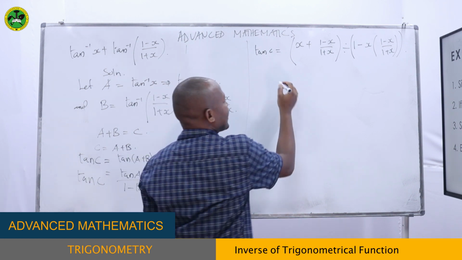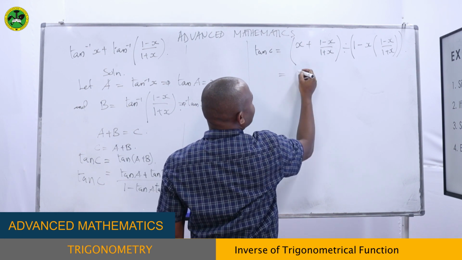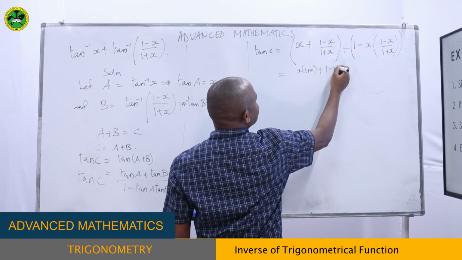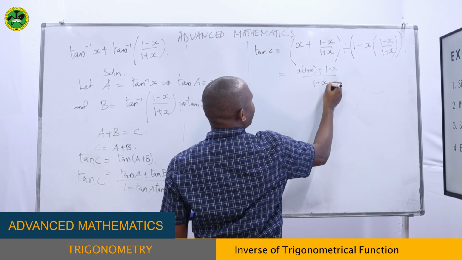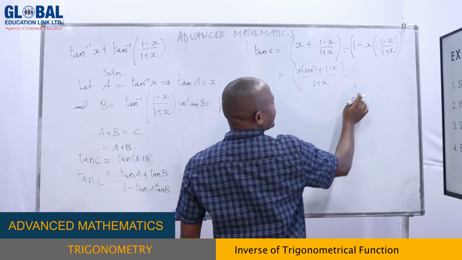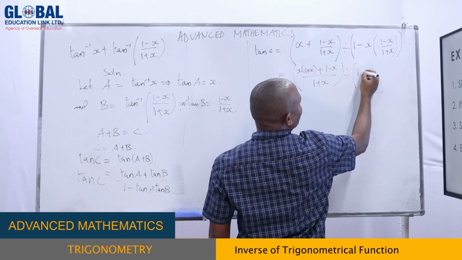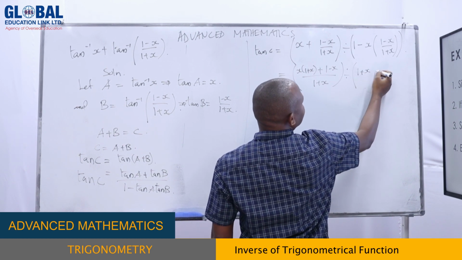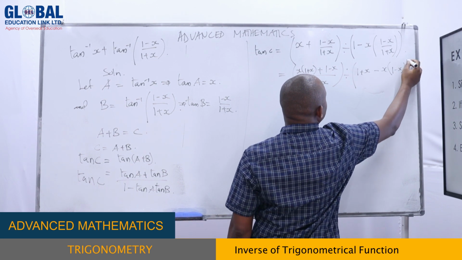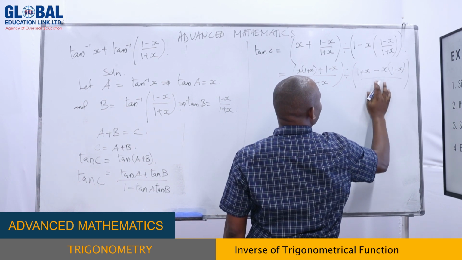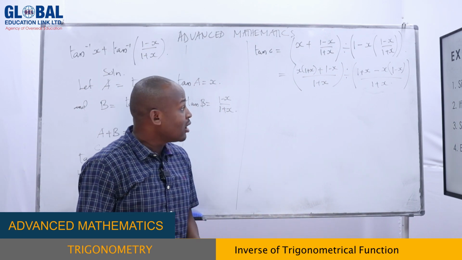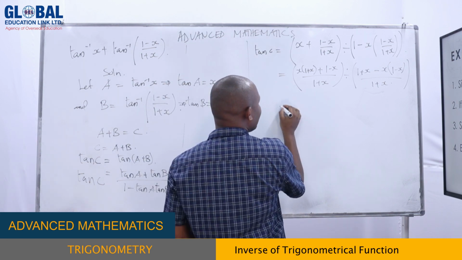So let's simplify that. This can be multiplied there, so it will be 1 plus x plus 1 minus x, 1 plus x, and all of that is divided by what? This can be multiplied there, it will be 1 plus x minus x, 1 minus x, and all of that is divided by 1 plus x. So how can we do that? Now let's open the brackets.